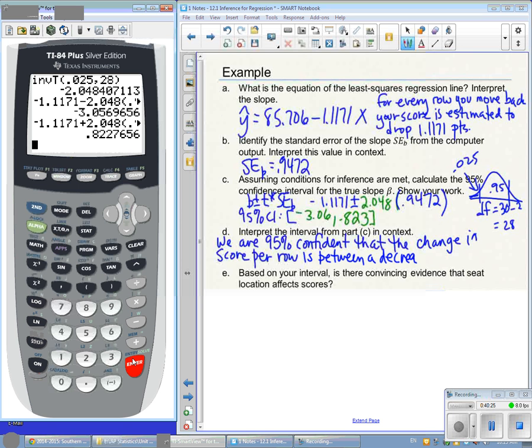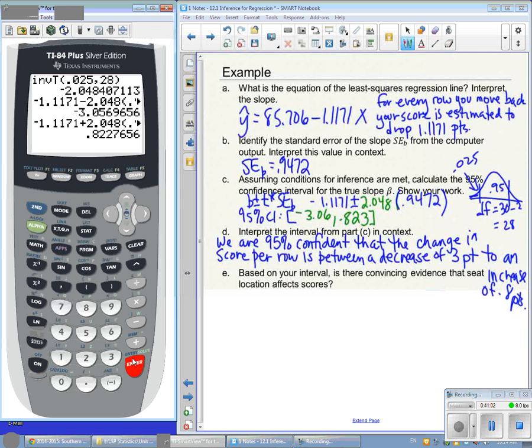And I'm just going to round a decrease of 3 points to an increase of 0.8 points. So it really doesn't help us answer the question: does proximity, does being further away from the front, hurt your score? Well, all I know is that I'm 95% confident that the answer lies within that interval. So it doesn't really answer the question because 0 is included in it.